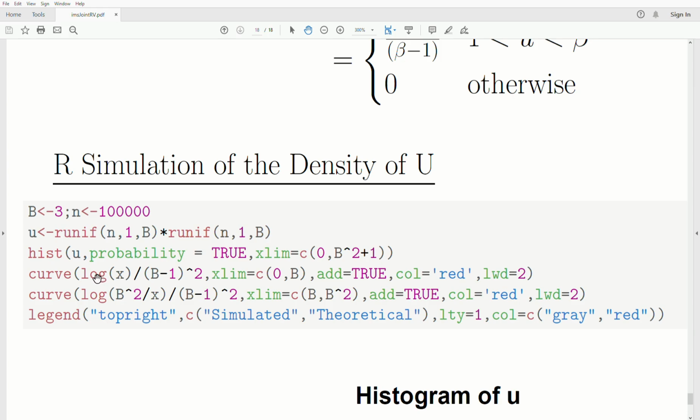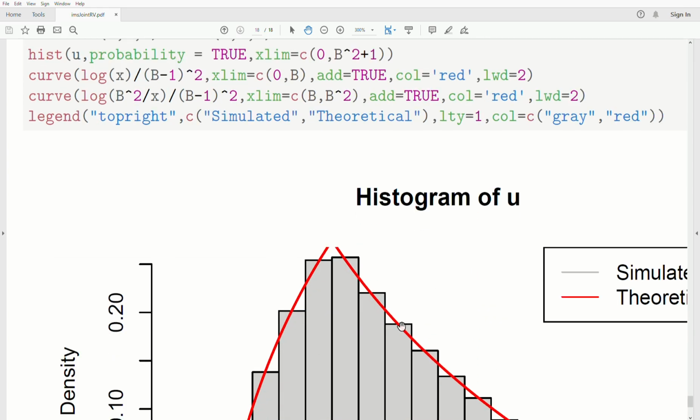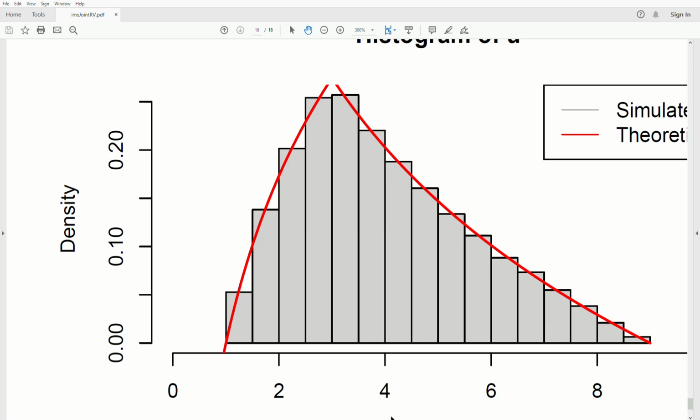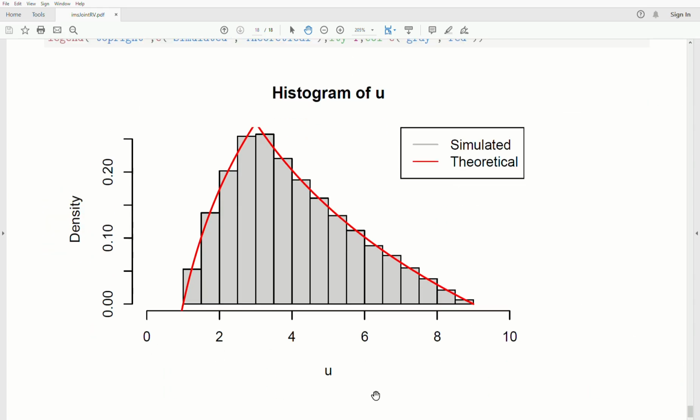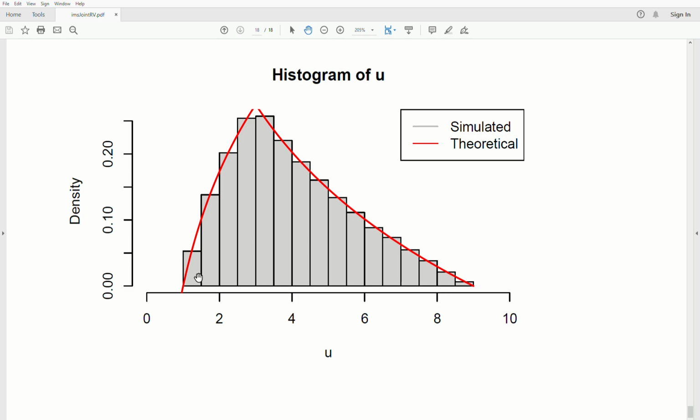And then we plot the theoretical curves right on top: the log of x divided by beta minus 1 squared, and the log of beta squared over x divided by beta minus 1 squared. And we put those in red, and look what we get. Let's see if it all fits on the curve. And this is it. And so the gray rectangles are the simulated observations, and that's a histogram. And then the red is the theoretical curve that we calculated. And look how exact that is. That's just so amazing to me.